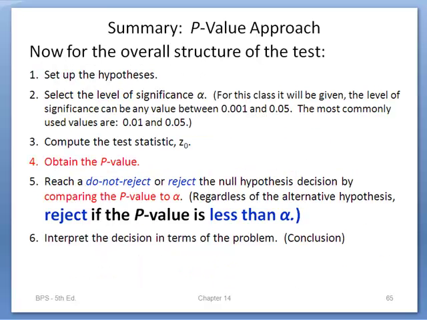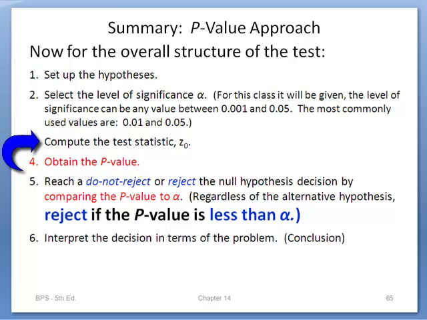So the summary of the p-value approach, what you're going to do is you're going to set up the hypotheses, the null and alternative hypothesis. Select the level of significance. Now in our class, we'll give you that level. It generally runs between 0.001 and 0.05. The most common values for alpha, or the significance level, are 0.01 and 0.05. And again, those will be given to you in class.